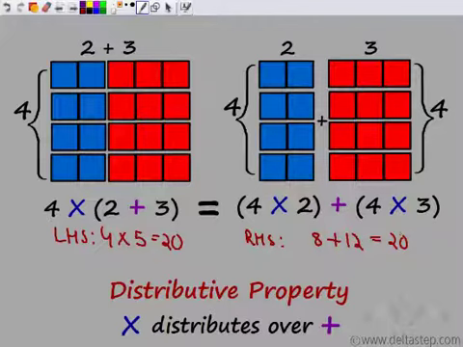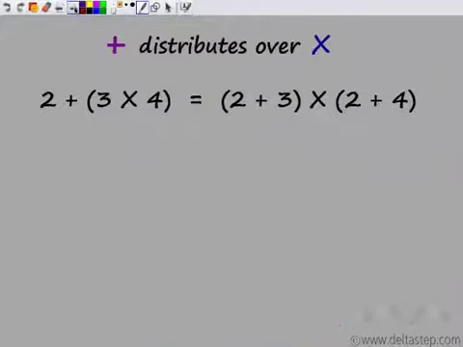Now would addition also distribute over multiplication? Let us see. So if addition distributes over multiplication, then you would have something like this. If I have 2 plus (3 into 4), and I say that addition distributes over multiplication, then this should be equal to (2 plus 3) into (2 plus 4). This expression should be equal to this.